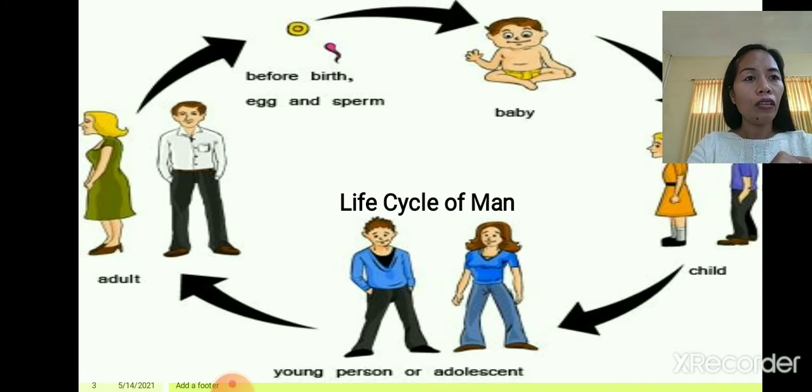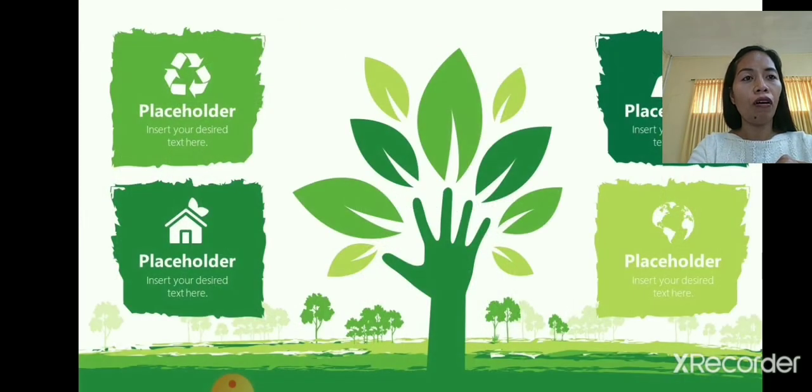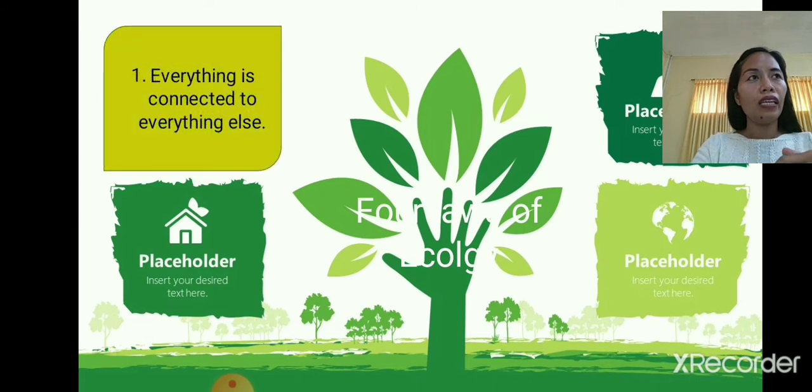The life cycle of organisms can be greatly affected by the 4 laws of ecology, which were developed by Barry Commoner, a physicist and an ecologist. These are the 4 laws of ecology. We have the first law: everything is connected to everything else. We have only one ecosphere, and what affects one affects all.